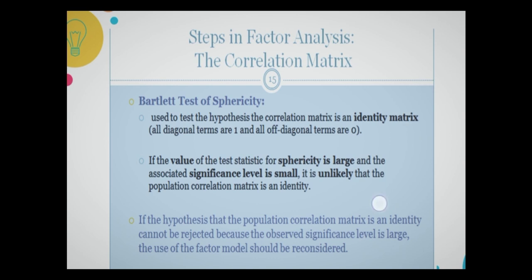Okay, if the value of the test statistic is large and the associated significance level is small, it is unlikely that the population correlation matrix is an identity. So maksudnya bila the test statistic is large, kita akan reject H note. Bila reject H note, kita akan accept that the correlation matrix is not an identity matrix. Okay, so we can proceed with the factor analysis.